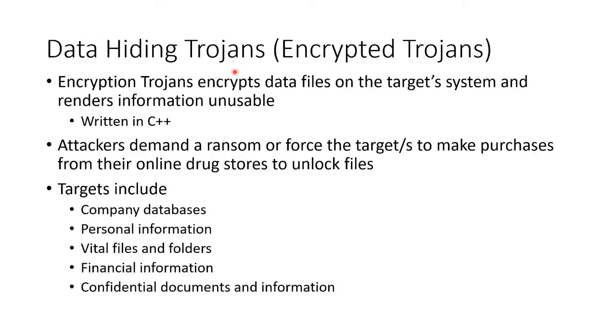We can have Trojans that hide data. And so they'll encrypt data files on the target system, making the information unusable. So that's like the first step in ransomware, isn't it? And then we demand a ransom, or we force the target to do something, make a purchase or something, to unlock the files. And the targets could be any file you like: database, personal information, files and folders, financial information, confidential documents, whatever we want.